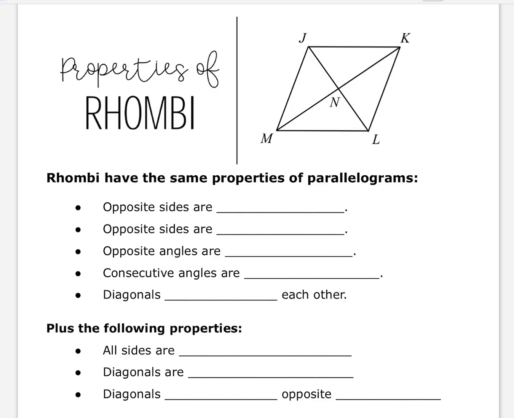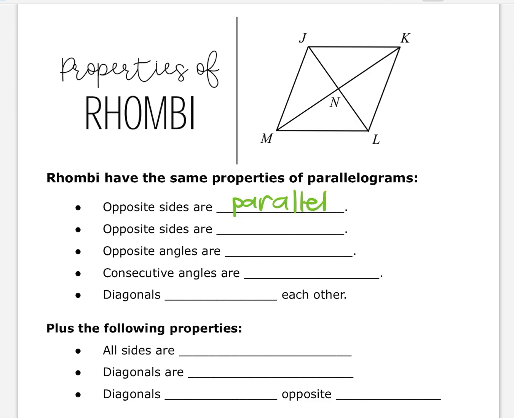In this video, we will talk about rhombus. Rhombi is the plural of rhombus. Rhombi have the same properties as parallelograms, and these properties are mentioned down below. Let's start with the first one, and that is opposite sides are parallel.